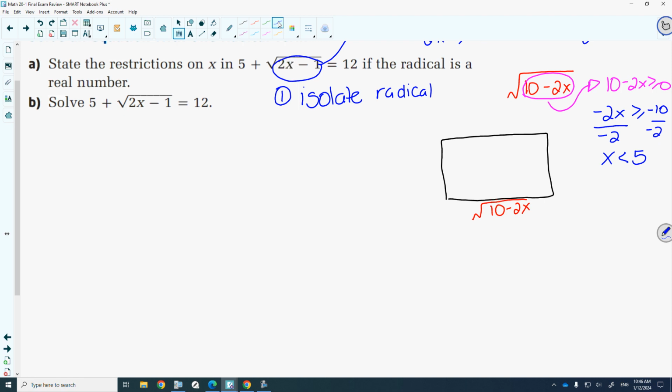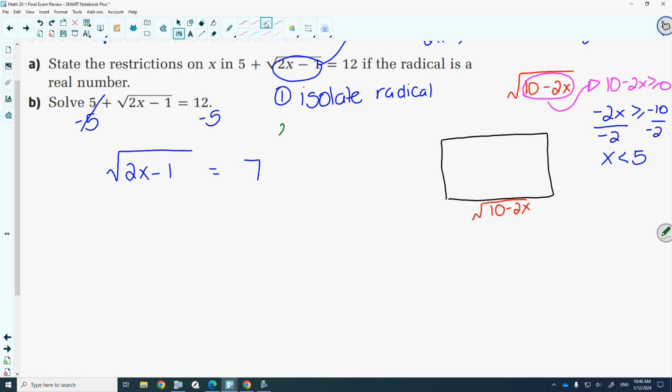So I want to get the radical on one side by itself. This is how we algebraically solve, which is how you'll have to be able to do it on the exam. So I minus 5 and I minus 5 from both sides. I'm going to get the square root of 2x minus 1 is equal to 12 minus 5, which is 7.